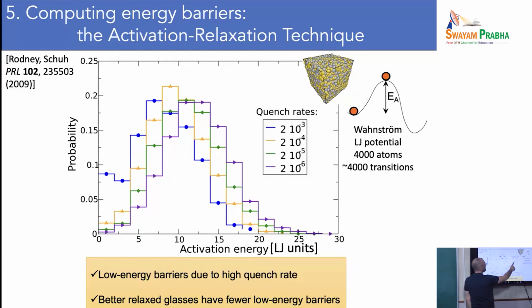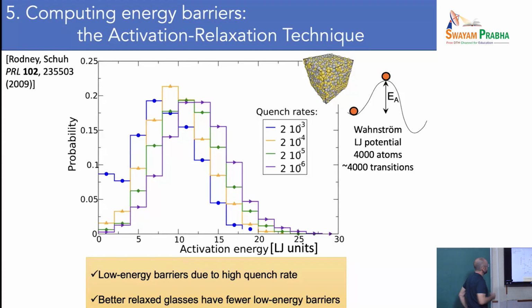But this quench rate here, which is the fastest, it's very fast even on MD timescale. It's like 10,000 MD steps to go from the liquid directly to the glass. So the blue one is a glass which was quenched extremely rapidly even on MD timescale. And then we quench 10 times slower, then 10 times slower, then 10 times slower. This here would be on the order of what everybody does in the field to produce glasses.